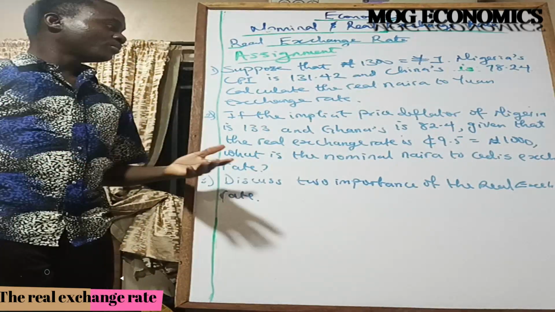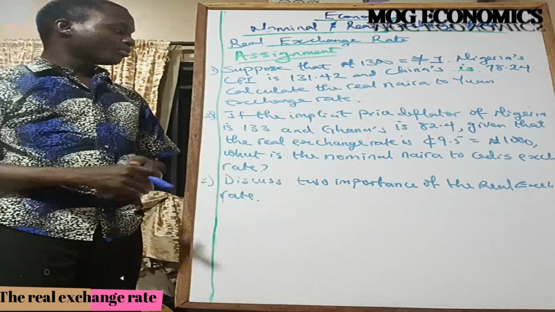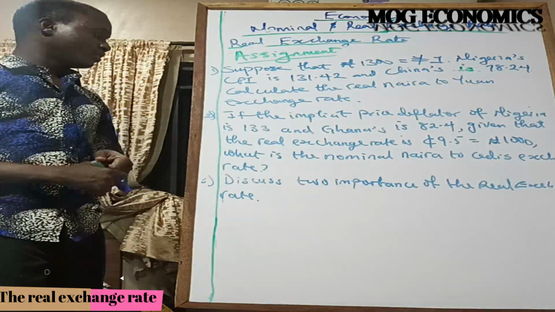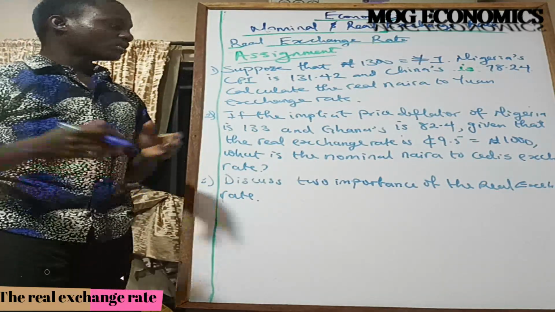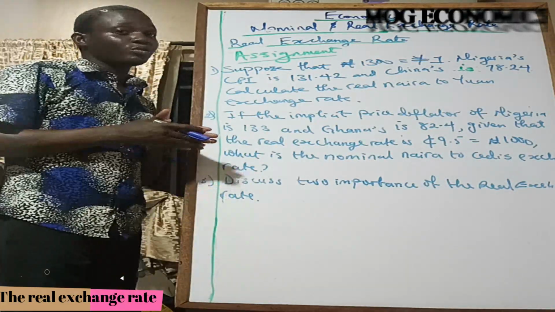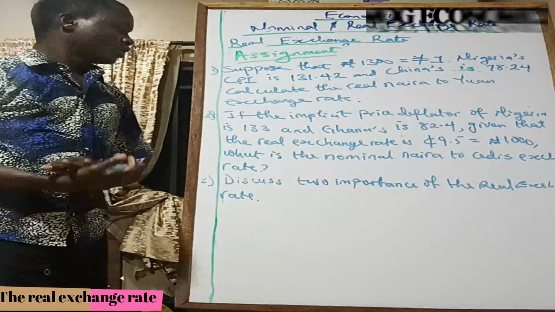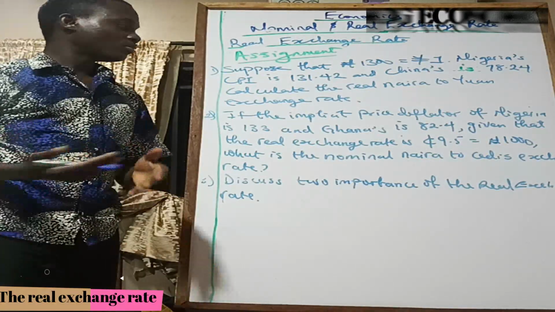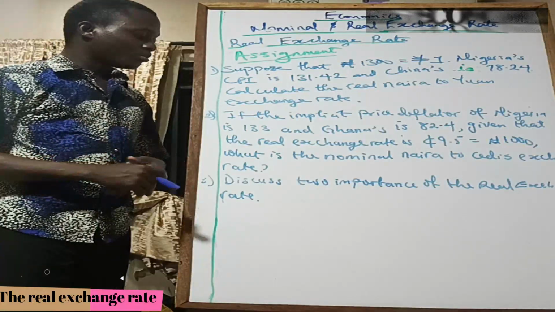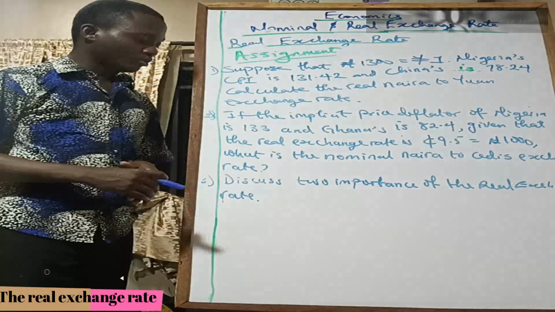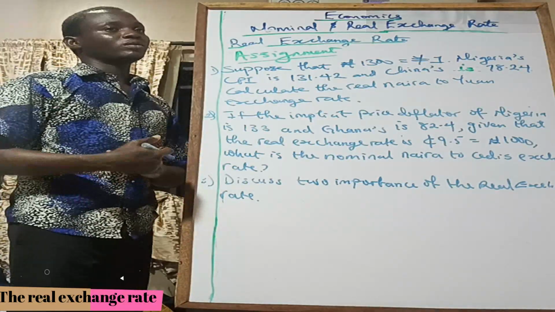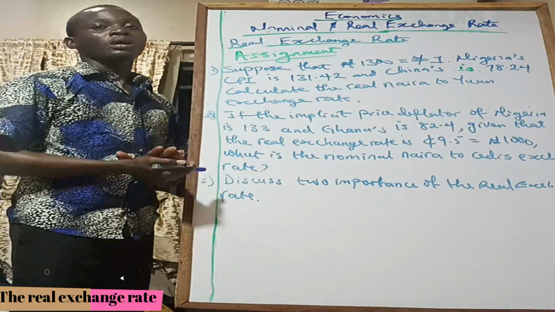And number two, if the implicit price deflator of Nigeria is 133 and Ghana's is 82.4, given that the real exchange rate is 9.5 cedis to 1,000 naira, which is actually true right now, what is the nominal naira to cedis exchange rate? Then three, discuss the importance of the real exchange rate. Why should we be bothered about the real exchange rate? Why not just leave it at the nominal exchange rate?